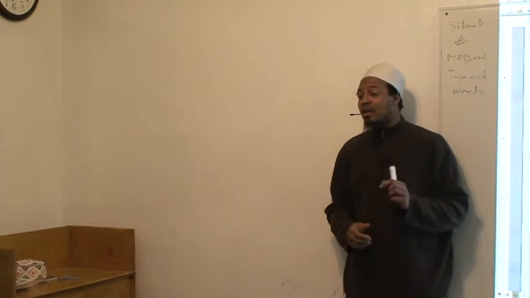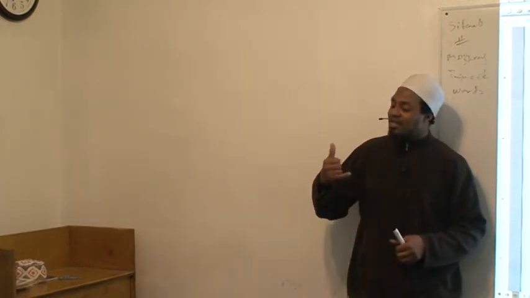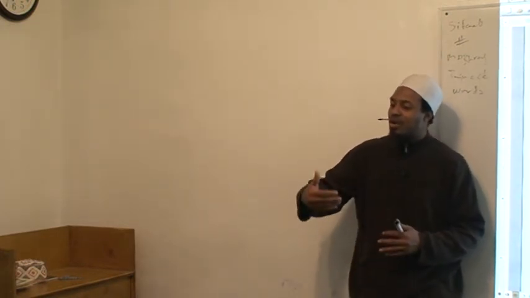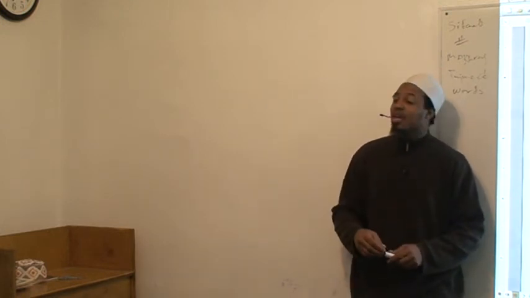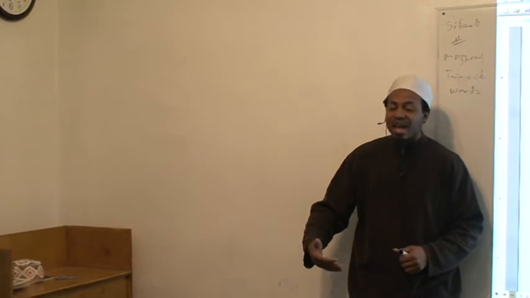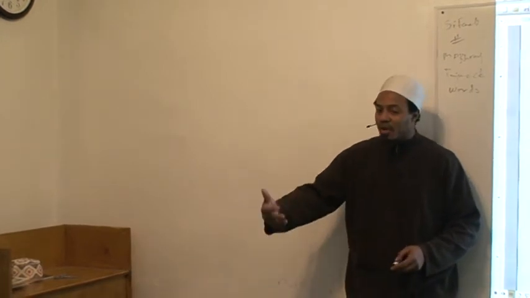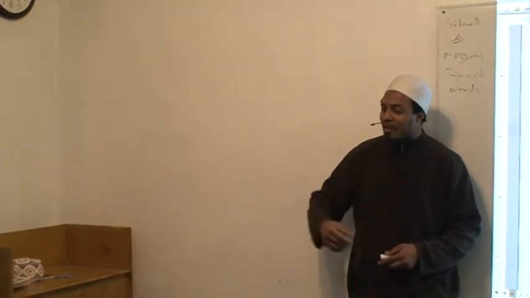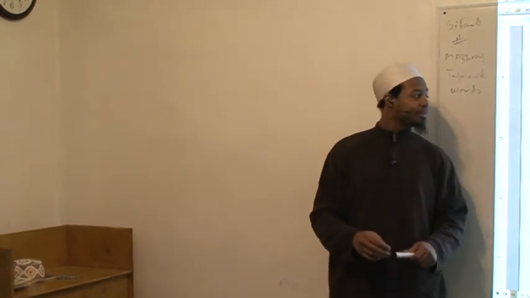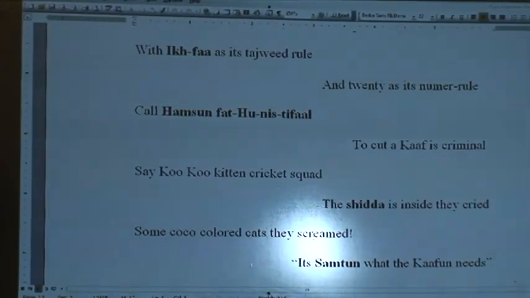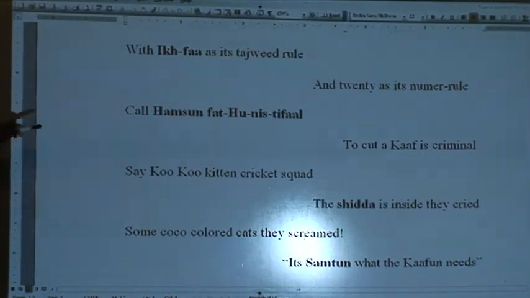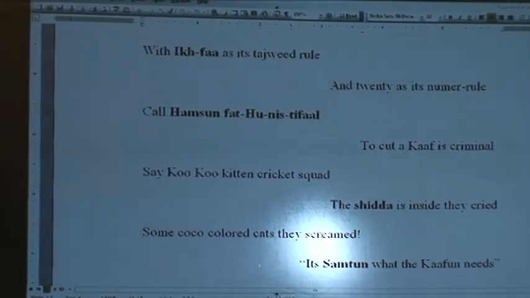As you see, it goes in the abjadiyya, 1 to 10, then 10 to 20, 30, 40, 50, 60, 70, that way. And then afterwards, it goes to 100, 200, 300, 400. This is the way the abjadiyya follows. Alhamdulillah. So then it says, kol hamsun fatun istifal, to cut a kaf is criminal. He starts to name some of the sifat. Now let's deal with that.